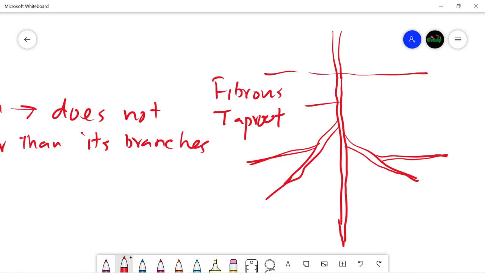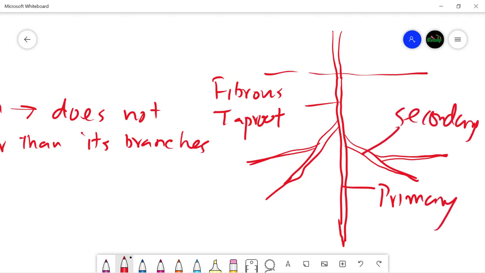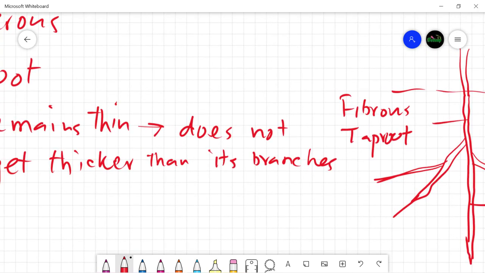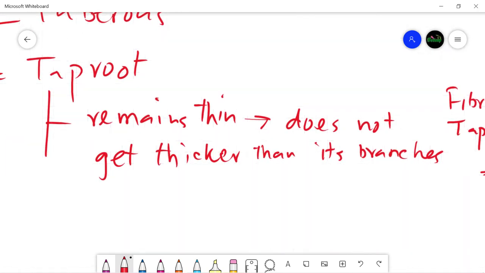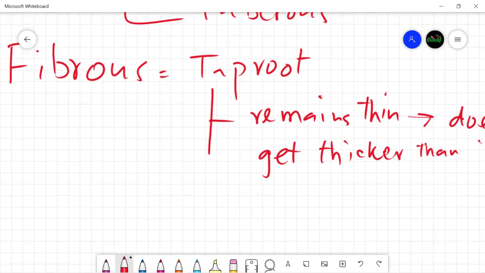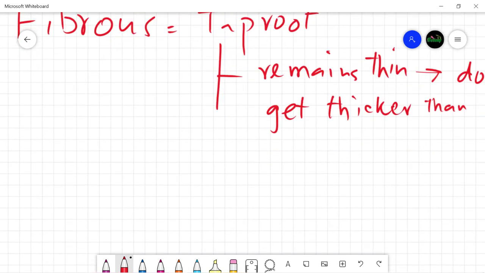However, as the name indicates, fibrous means very thin and thread-like, so it is not that thin, but still it's quite thin. The main taproot, that is the primary, as well as the secondary or tertiary roots, are quite thin and similar in thickness or girth. So this was the fibrous taproot.